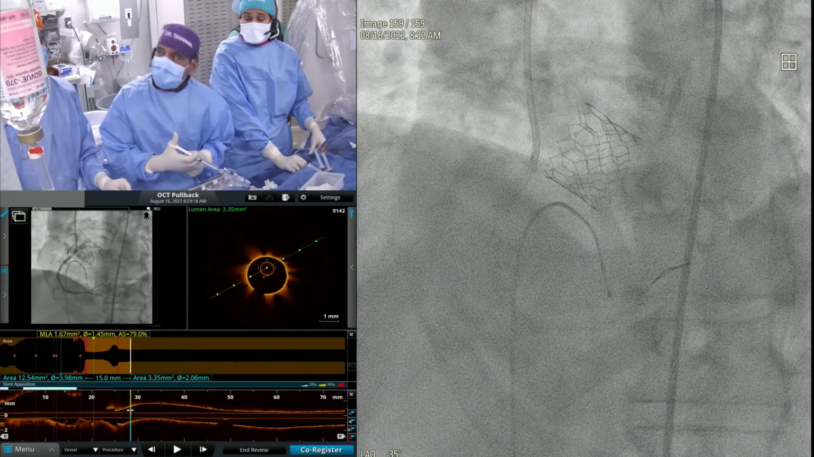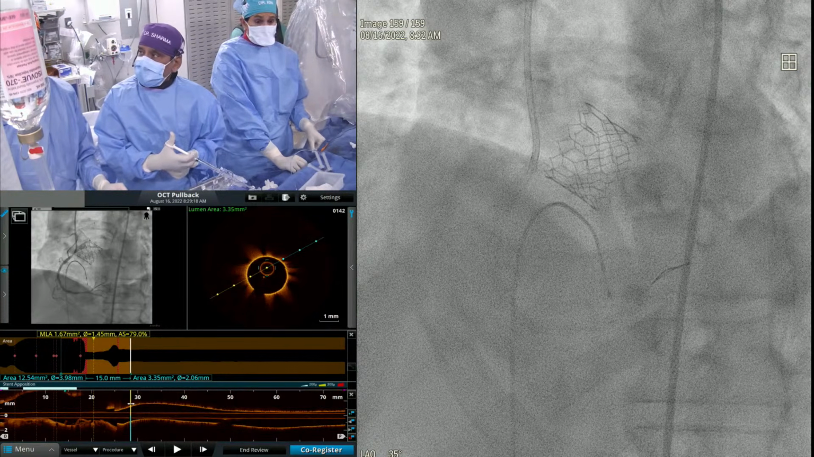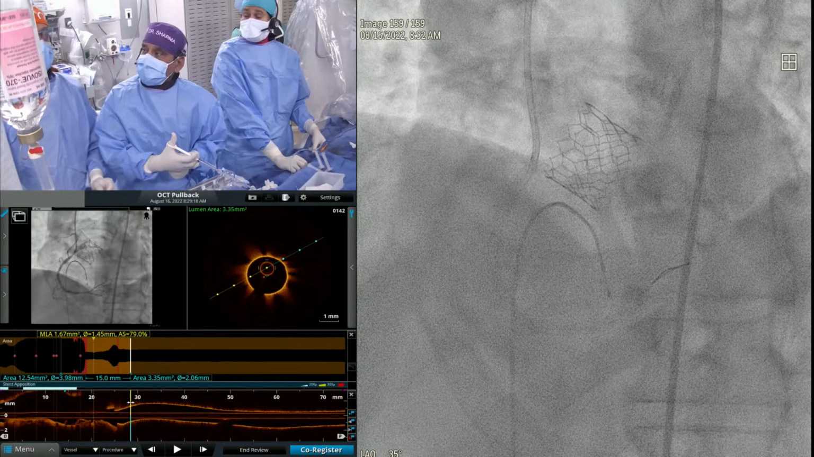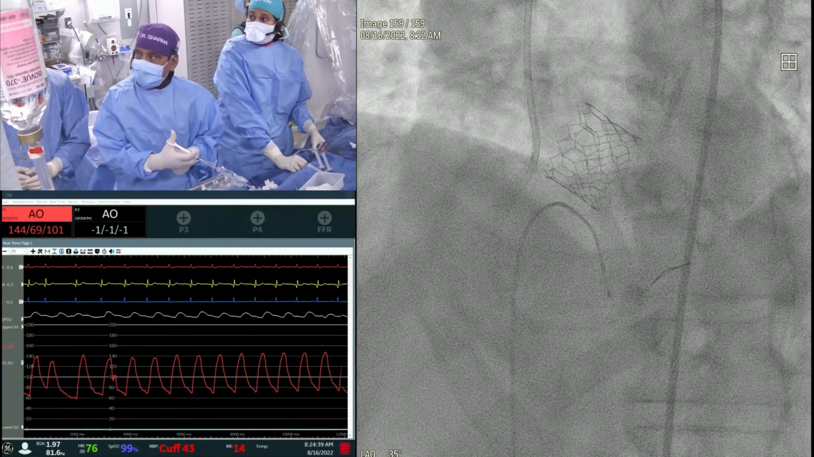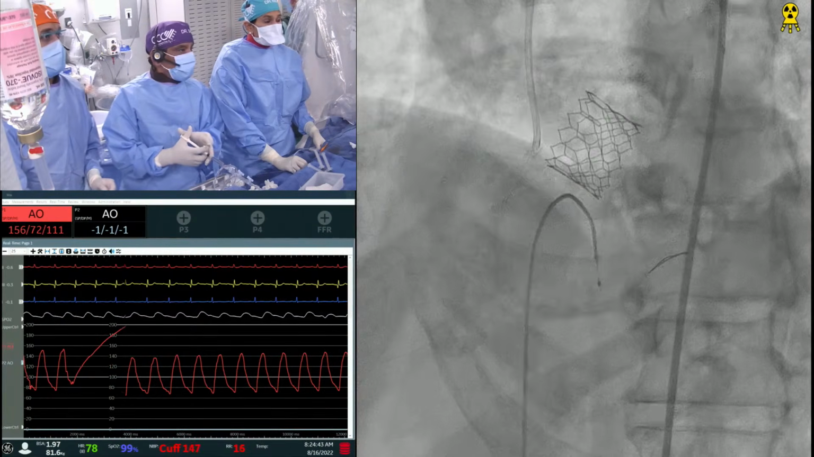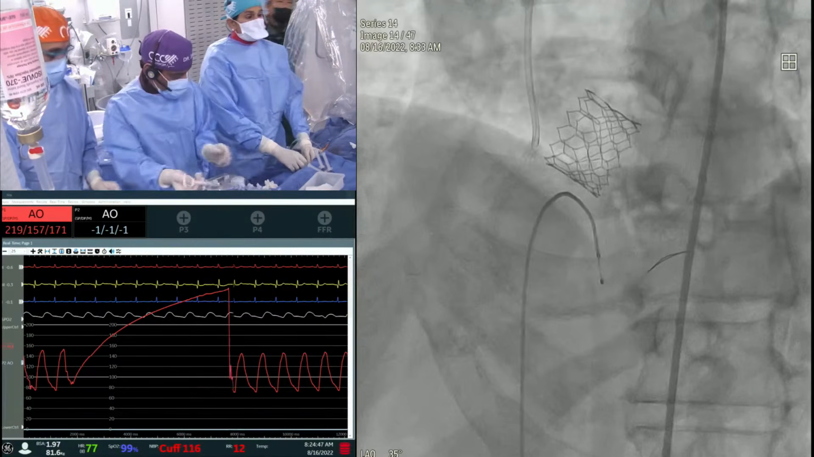Okay. We are seeing the hemodynamics. Put the picture in picture. Show the hemo on the side. Yep. Okay. Look at that. Excellent. Yeah, clearly. See there. Good. Wow. Okay. Let's get the stent.